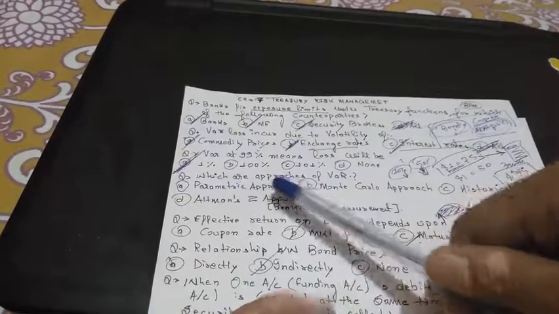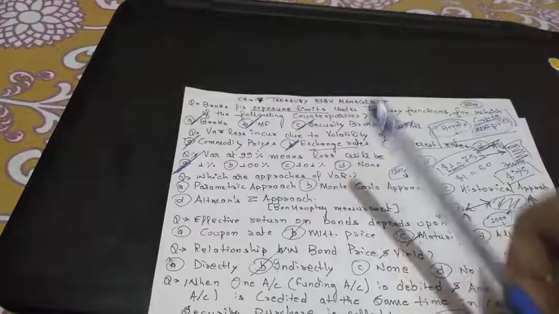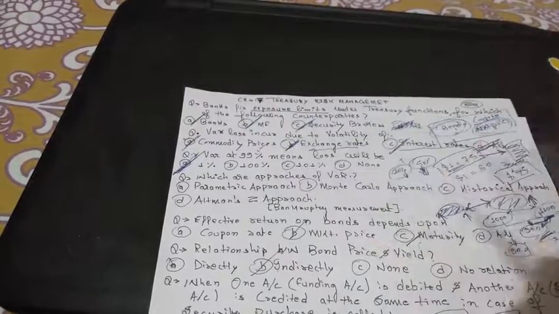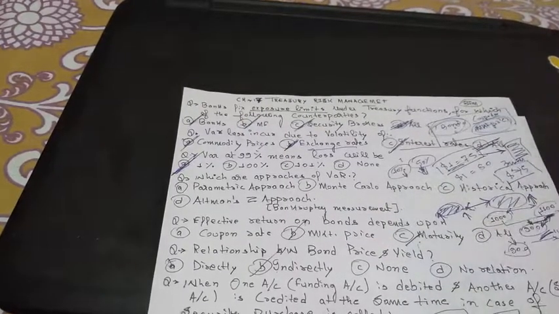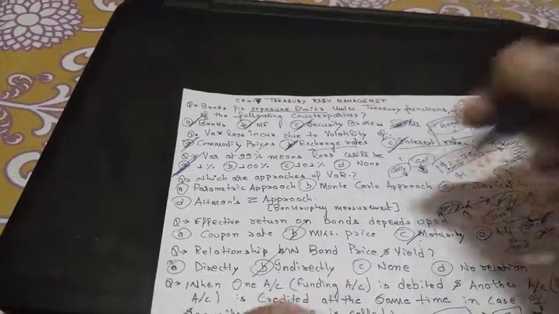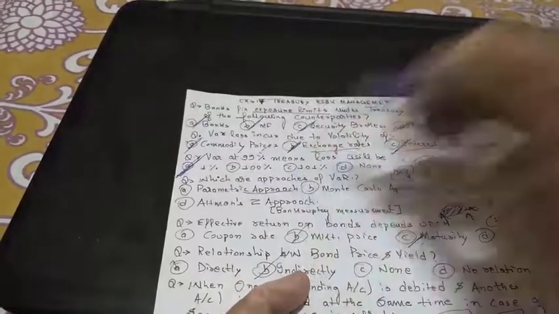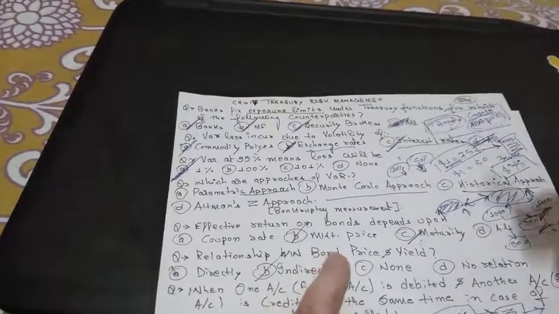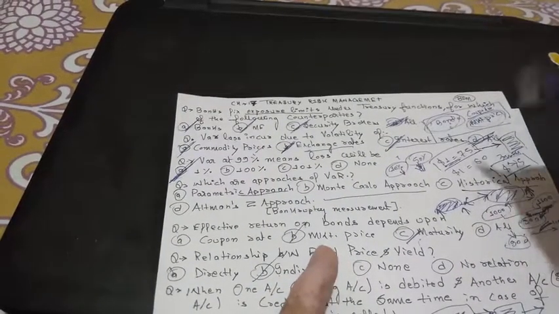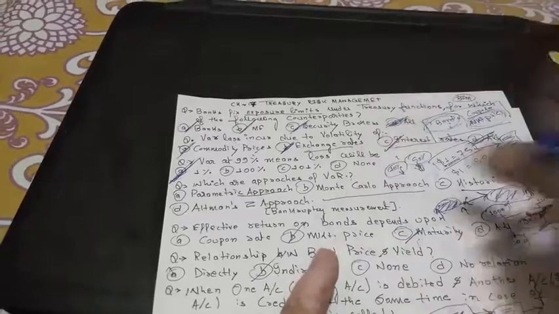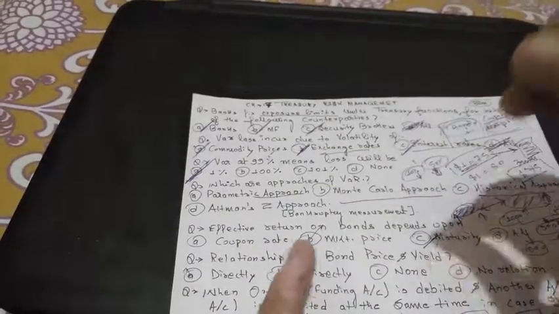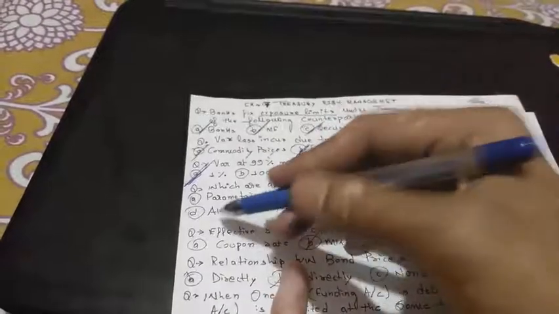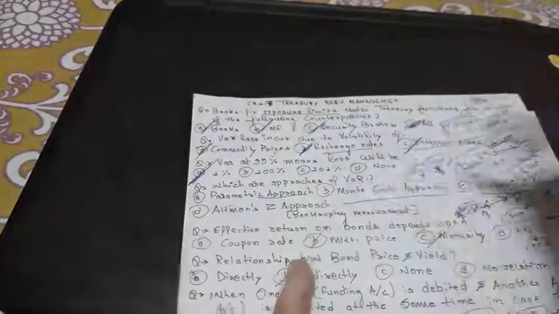Which are the approaches of value at risk? Value at risk can be found through various methods. The parametric approach is one method, the Monte Carlo approach is another method, and the historical approach is another method. We don't need to go much into this, we just need to remember these names. That's why I kept this as a question. So the option is A, B and C, not D.